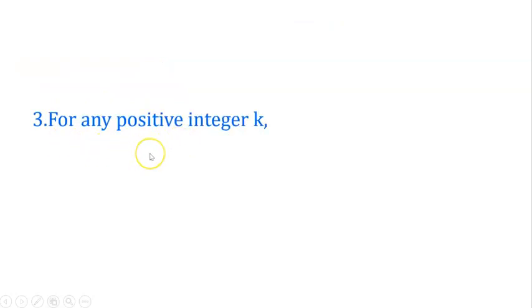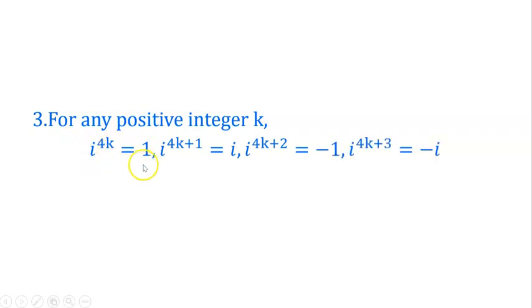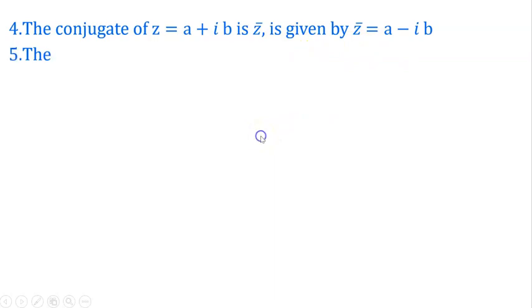Next, for any positive integer k, i raised to 4k is equal to 1, i raised to 4k plus 1 is equal to i, i raised to 4k plus 2 is equal to minus 1, and i raised to 4k plus 3 is equal to minus i. The conjugate of z equal to a plus ib is z bar, and is given by z bar equal to a minus ib.